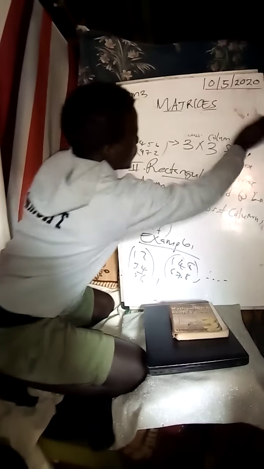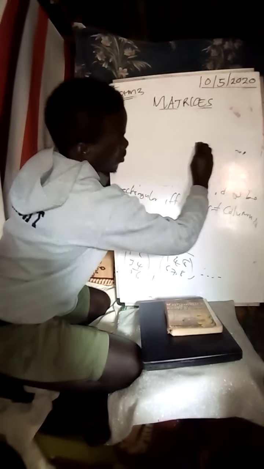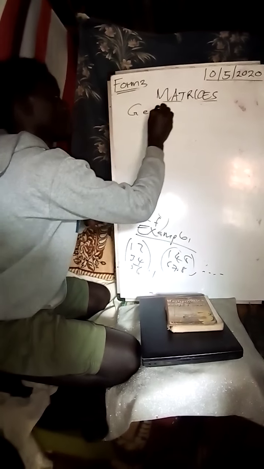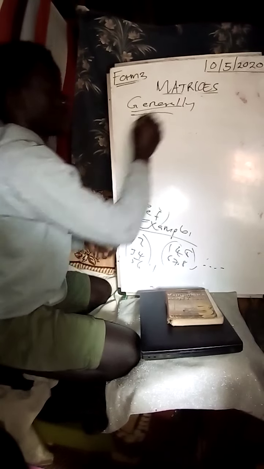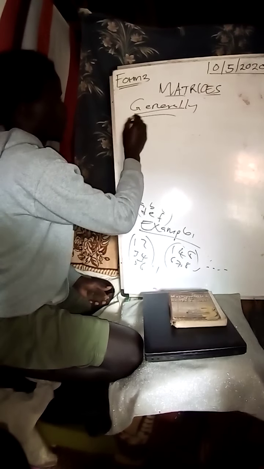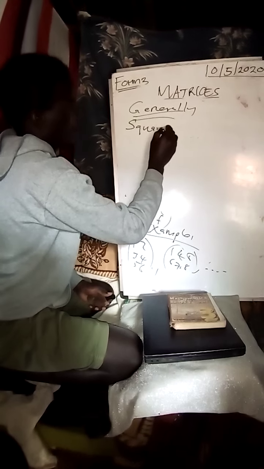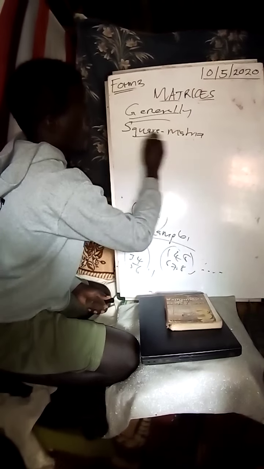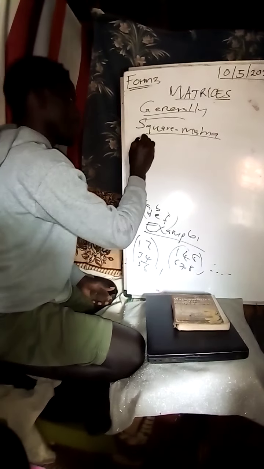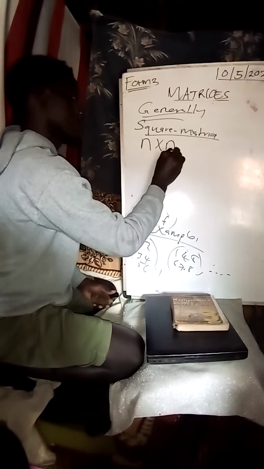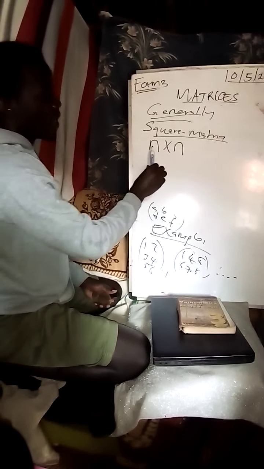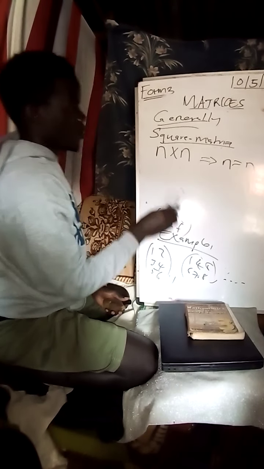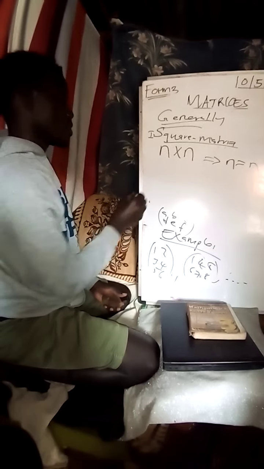Generally, we can denote square matrices as follows: an n by n matrix. So this one is a square matrix, any n by n. N by n implies that n is equal to n, so that one is a square matrix.